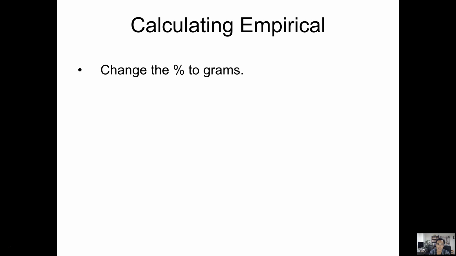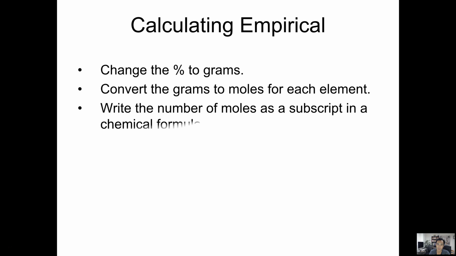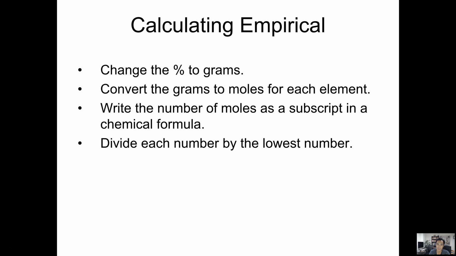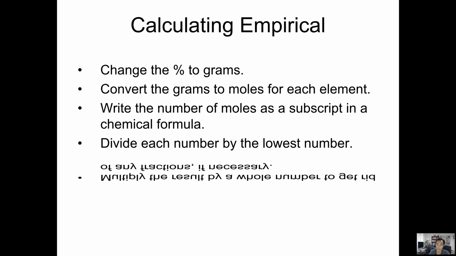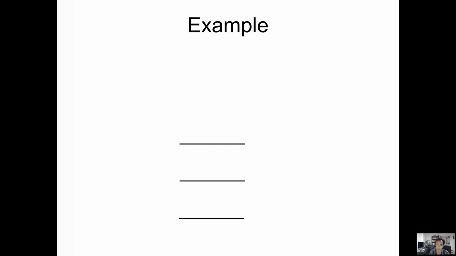So let's talk about calculating that. The first step usually is going to be changing percent to grams, or converting the grams to moles for each element, and writing down the number of moles as a subscript in a chemical formula. Then what you would do next is divide each number by the lowest number, and then multiply the result by a whole number to get rid of any fractions if necessary. So you would not get any fractions on these types of problems.